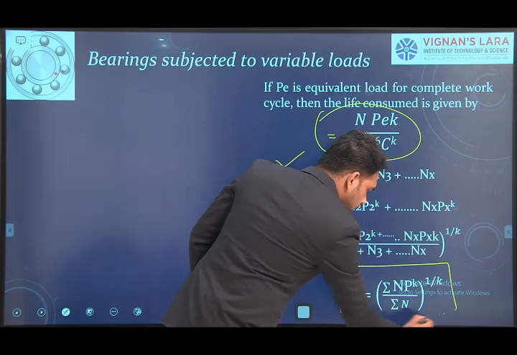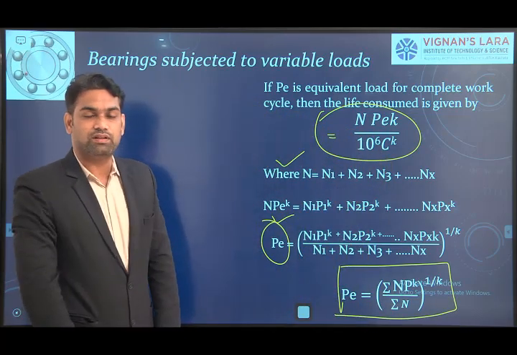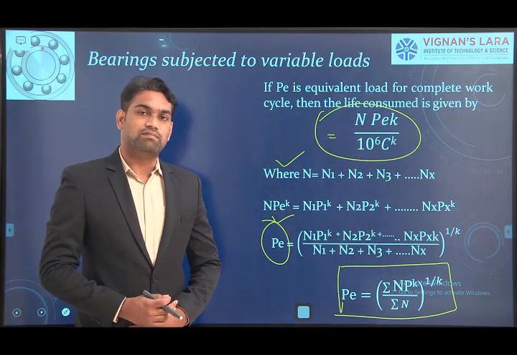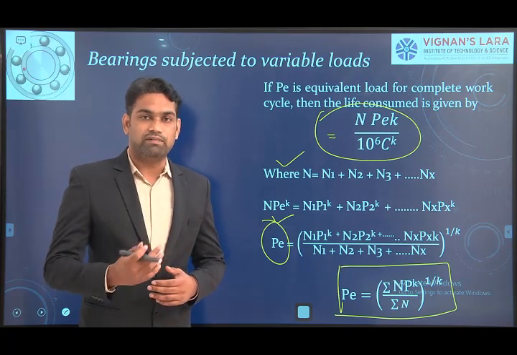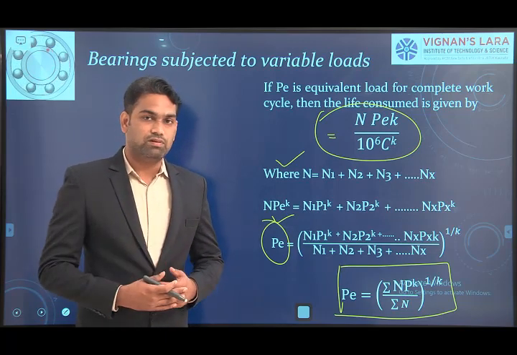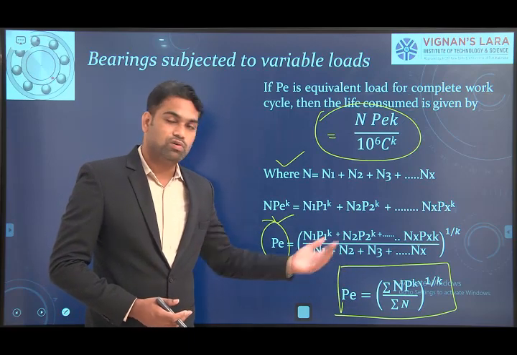So in the previous class, the final equation for the equivalent dynamic load is PE equal to the sum of N into P power K, divided by the sum of the number of revolutions, the whole raised to the power 1 by K.